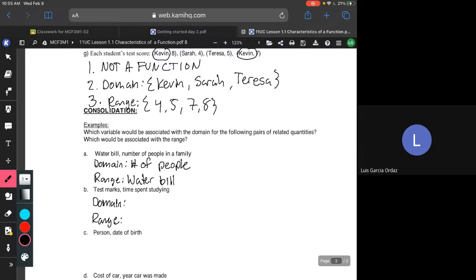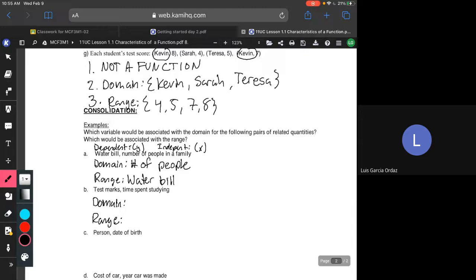Yes, Annabella? Which one's the independent variable? So independent would be your x, and dependent has to do with your y.